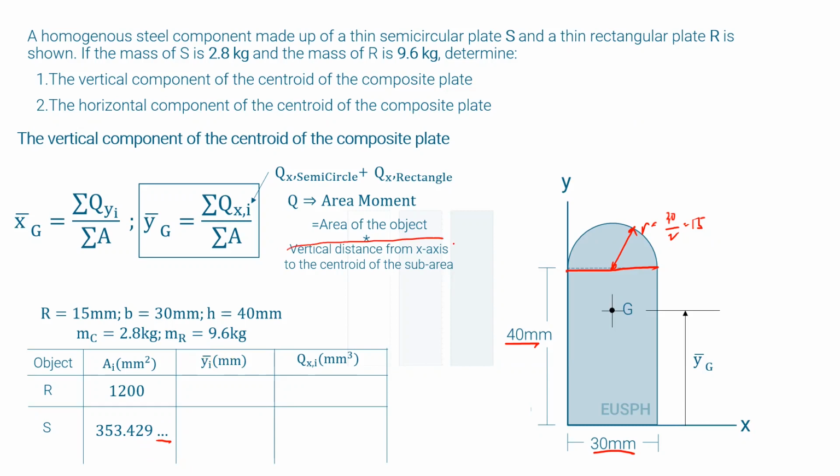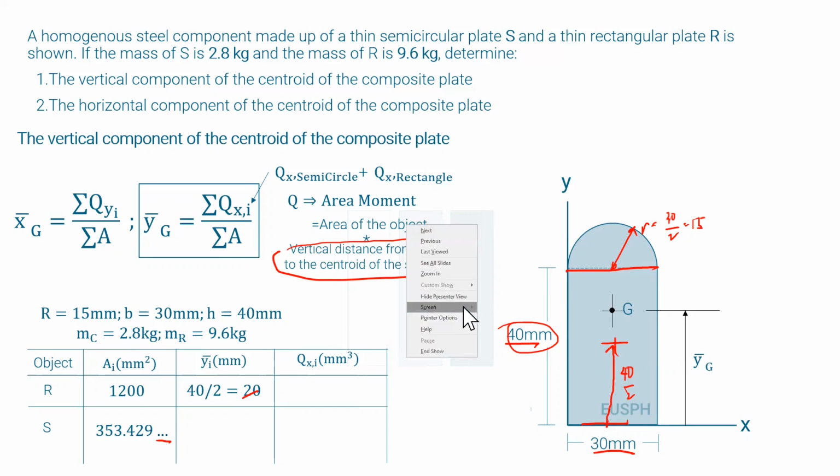So, vertical distance from x-axis to the centroid of the sub-area. Unahin natin yung rectangle. Nasaan ba ang centroid ng rectangle with reference to x? Diba nasa gitna lang naman ng height na to. So we know that the distance from x papunta sa centroid ng rectangle is just 40 over 2. So that's why you can see here, it's 40 over 2. And that is equal to 20, no?